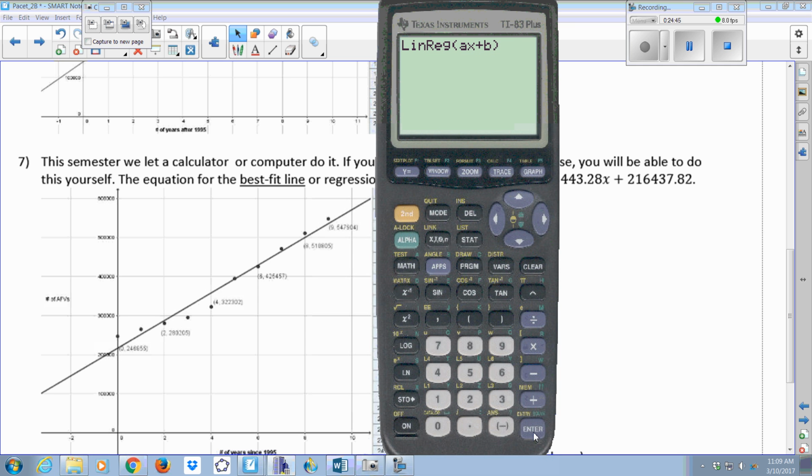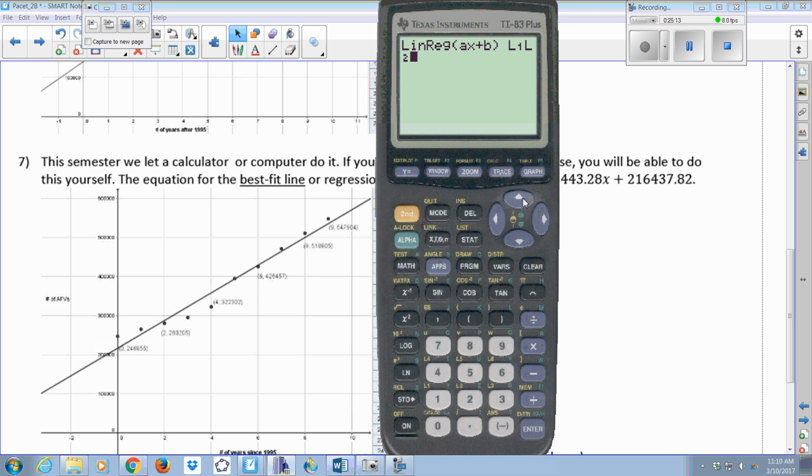So you hit that. And this now is the old calculator. If you have the yellow, the steps will be different. And the steps are all listed in your notes. I'm just showing you how you would do it with the black 83 plus. So I have to tell it, where's my data hiding? My data is hiding in L1 and L2. And if you notice right above the keys 1 and 2, the little yellow L1 and L2. So I hit second L1, second L2.